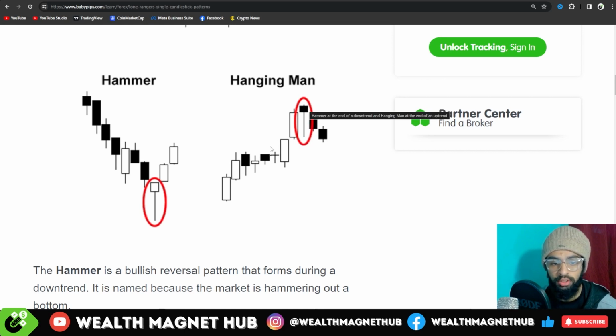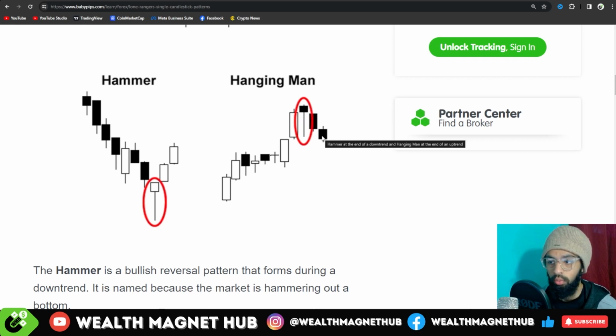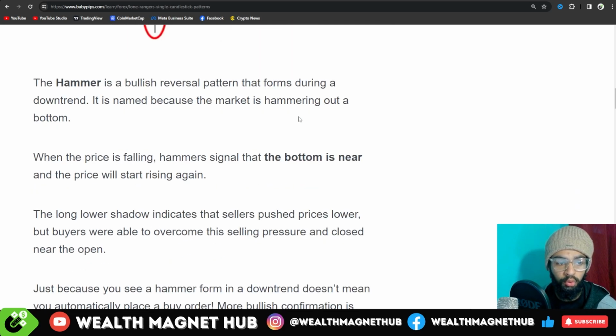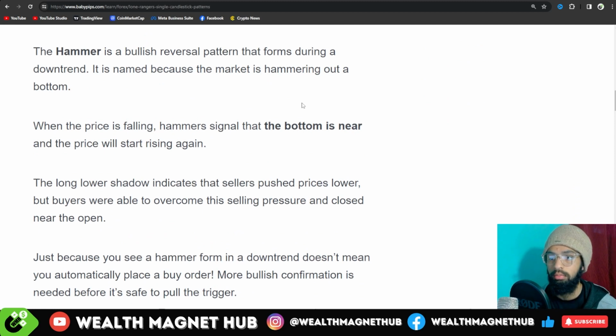So before this, we were seeing upwards price action. We see the hanging man, and then we head down. So this was basically a demo of what the hammer and hanging man look like in an actual graph, and what they predict about the upcoming move. So let's just read this bottom part right here.